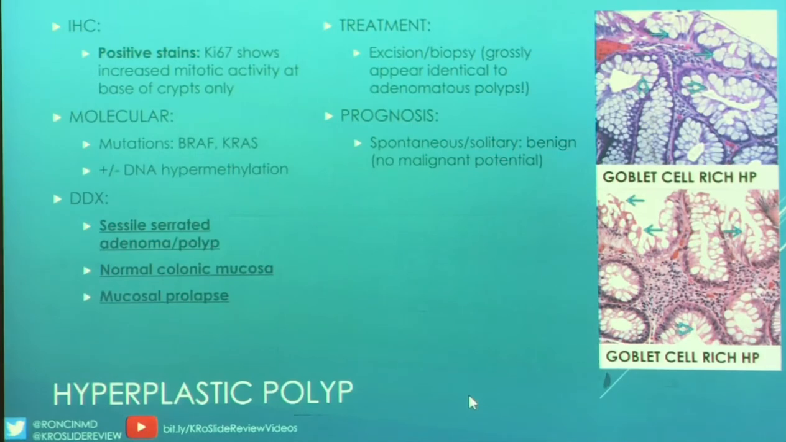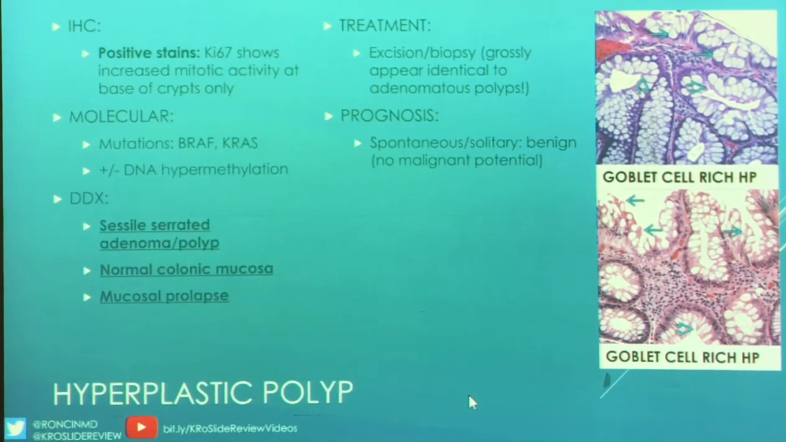So your Ki-67 is about the only useful stain, and it's going to show increased mitotic activity at the base of your crypts only. So that's important if you were worried about, is this dysplastic at all? They do tend to harbor BRAF and KRAS mutations, as well as they may have DNA hypermethylation. But again, you do not have to do molecular studies to call a hyperplastic polyp a hyperplastic polyp.